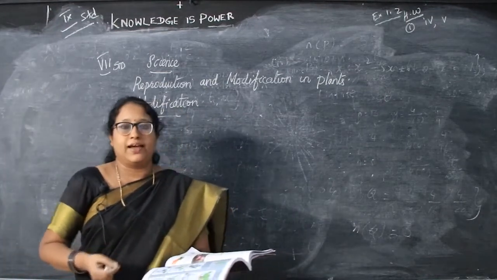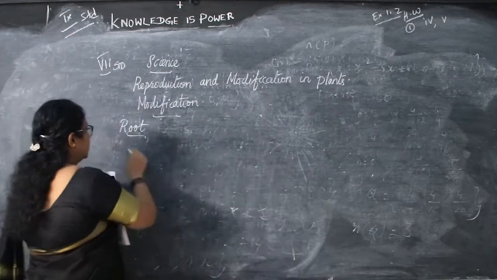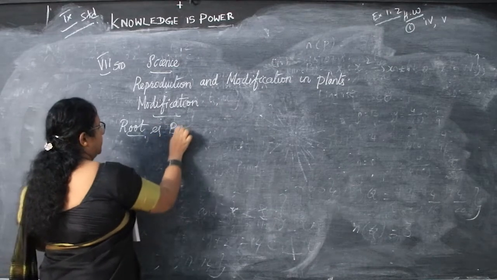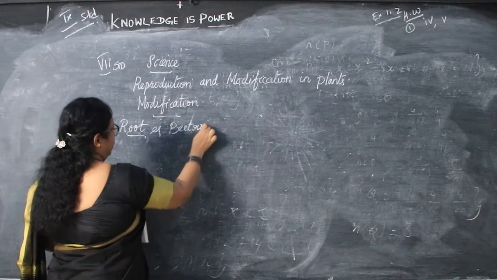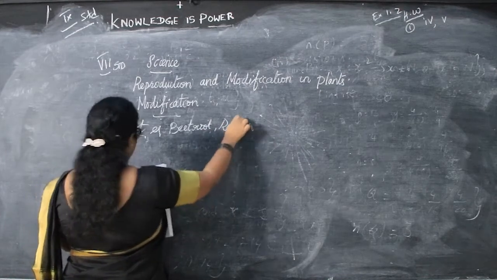Now for example radish, turnip, beetroot. They all grow under the soil. So what are the examples? Beetroot, radish, turnip, these all grow under the soil.